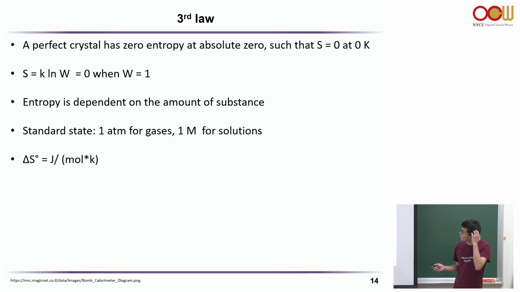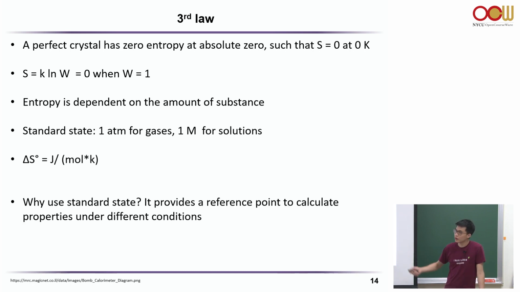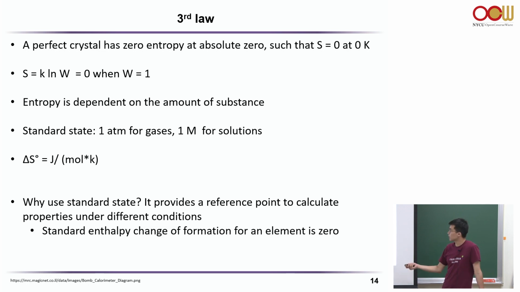So we already mentioned that. I know this is weird when you see, okay, standard state. What exactly is standard state? It's basically just to unify all the description relative to a very standard, so that you can say how far off we are from this standard point. So it provides a reference point to calculate property. These properties could be enthalpy, can be entropy. So standard enthalpy change of formation of an element is 0. That is what is stated.